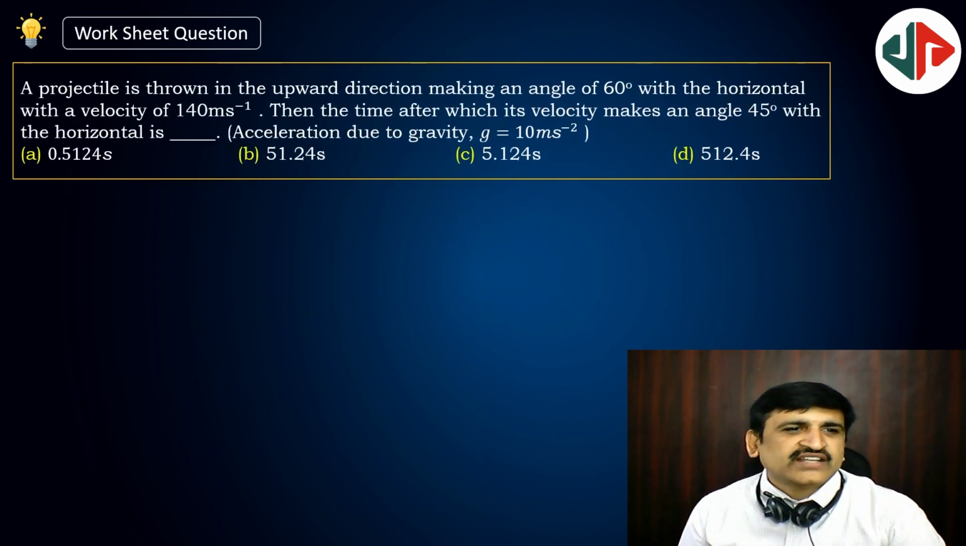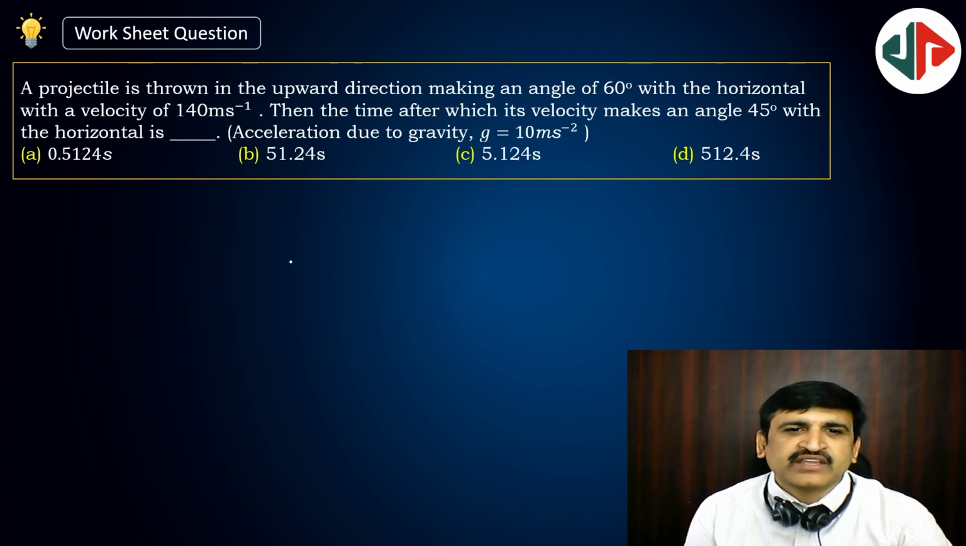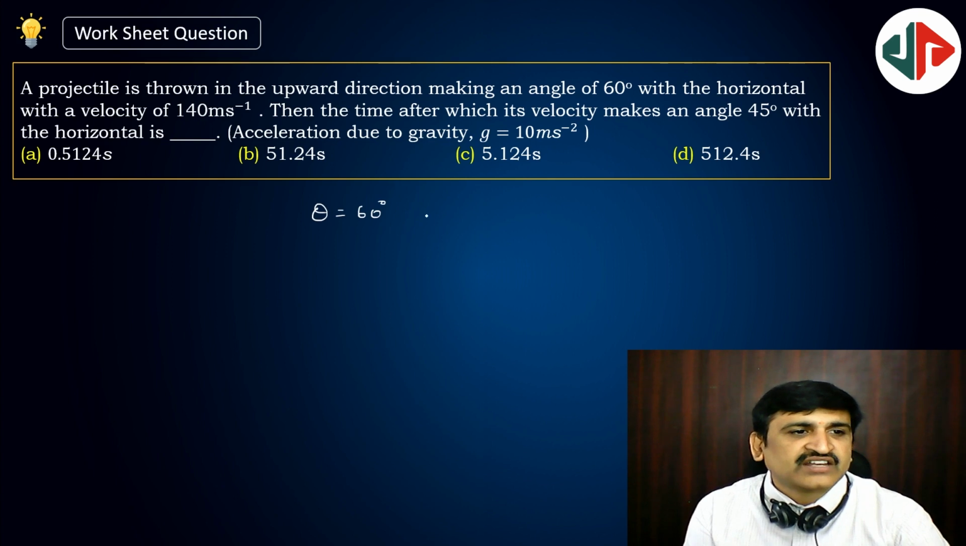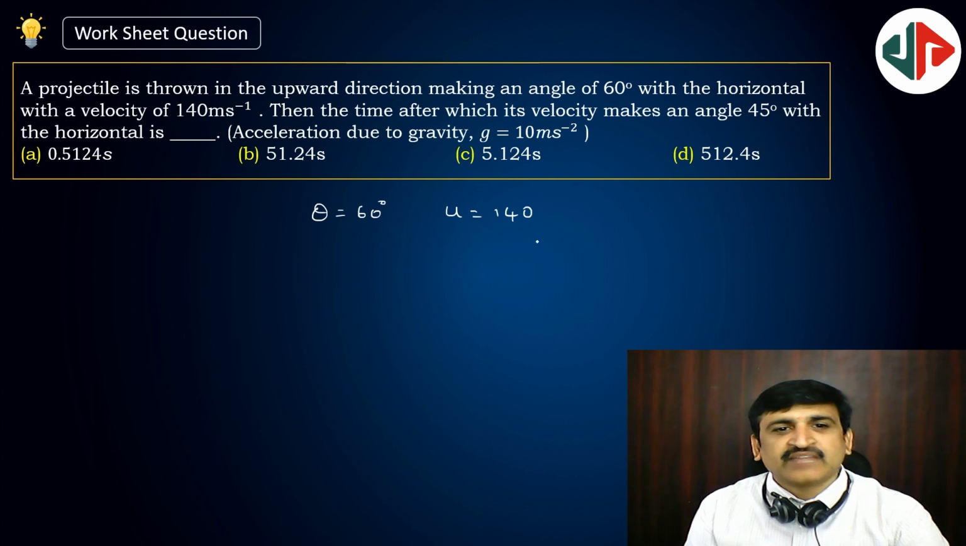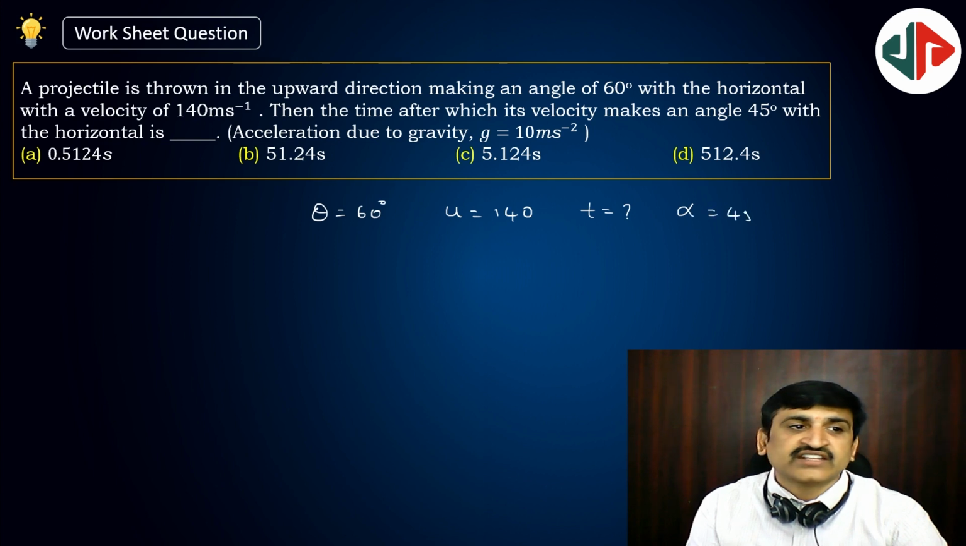A projectile is thrown in the upward direction making an angle theta equal to 60 degrees with the horizontal, with a velocity u equal to 140. Find the time after which its velocity makes an angle of 45 degrees with the horizontal.